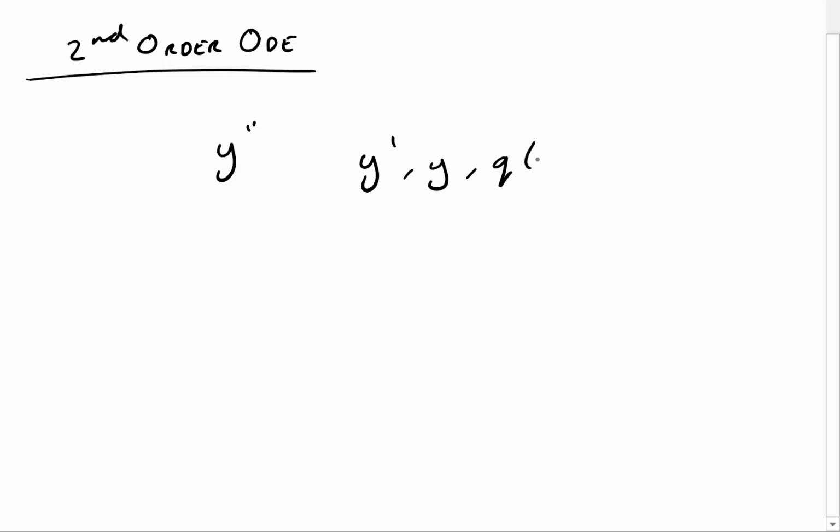and we'll have some function involving the independent variable, and we can always rewrite it so that the second derivative is some function of these other variables. So that's basically the general form of the second order ODE. Now, if we can write our second order ODE like this.